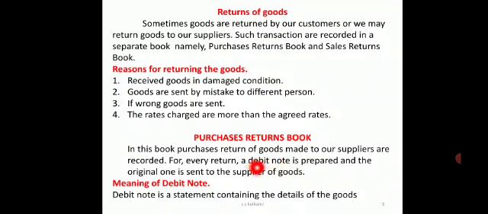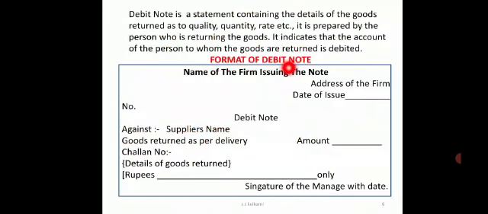It is a statement containing the details of the returns made: the quantity of goods, what quality of goods, and why they are returned. All these details are stated in the debit note, and this debit note will be prepared by the person who is returning the goods, to indicate to the supplier that his account is already debited in our books. So you have the format of the debit note.